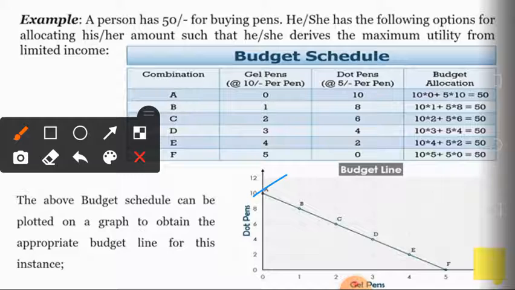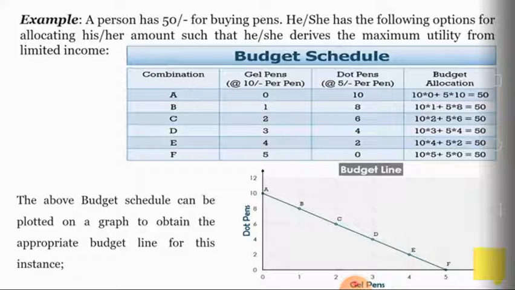Option A, we are not purchasing any gel pen, 0 quantity of gel pen, but 10 quantity of dot pen at the 5 rupee price, and the total expenditure is rupees 50. Similarly, combination B is where we are purchasing 8 quantity of dot pens and 1 quantity of gel pen. Gel pen costs rupees 10 and total expenditure is 50, and so on. And so this is your budget line. I hope you understood it.